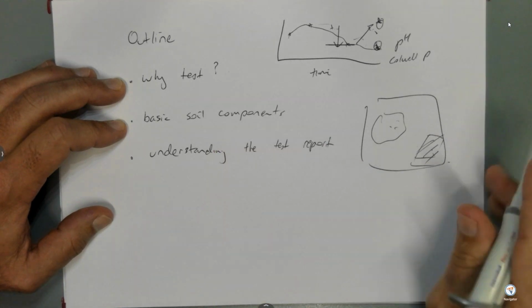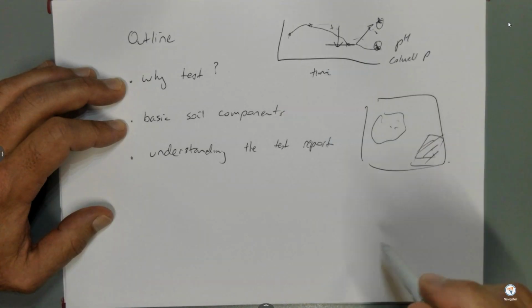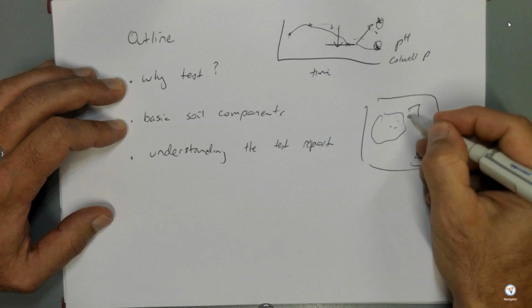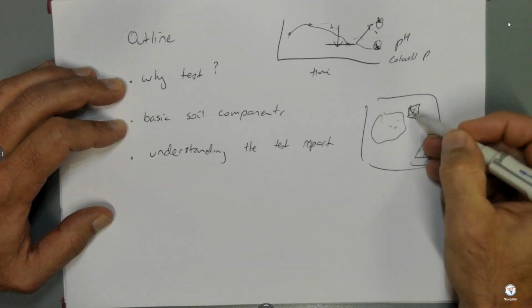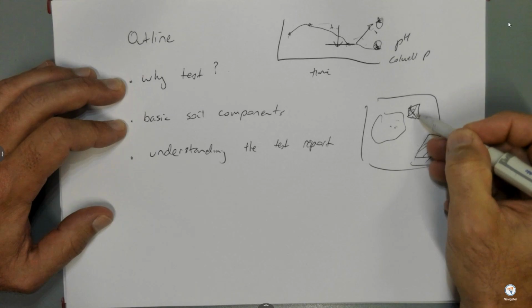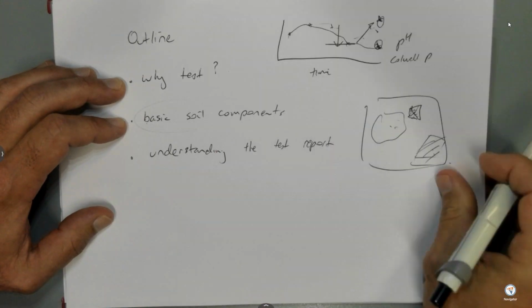People are looking at that to track changes through time, and that might be at a point within a paddock, so a monitoring point that's sampled intensively through time so that we can check carbon changes in that particular area. So let's go and look at these basic soil components that matter in the soil test.